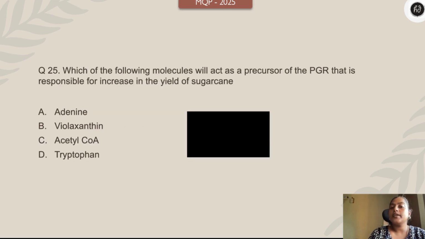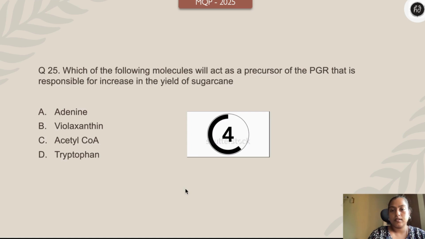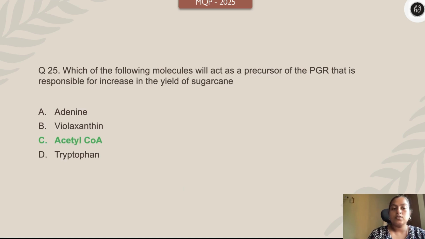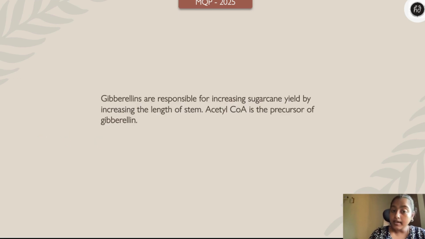Which of the following molecules will act as a precursor of the PGR that is responsible for increasing the yield of sugarcane? Adenine, violaxanthin, acetyl-CoA and tryptophan. Your time starts. 3, 2, 1 right now. Okay, so the answer is acetyl-CoA because gibberellin increases the sugarcane yield by increasing the length. Acetyl-CoA is the precursor of gibberellin, so the answer is acetyl-CoA.